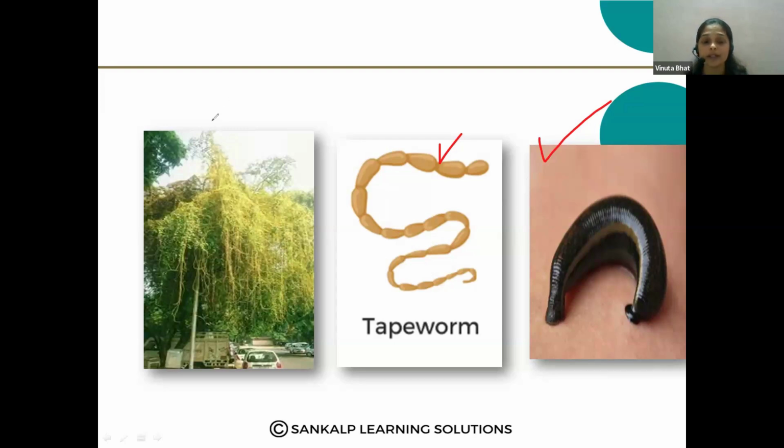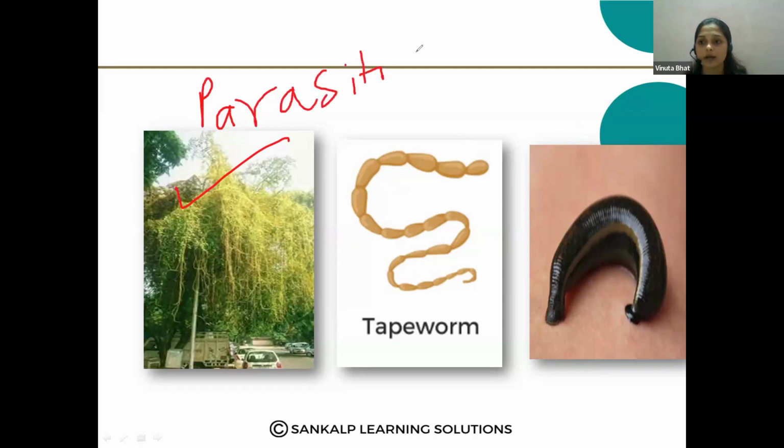And very important, this may be asked in the MCQ question, note down. This is the Cuscuta plant, but it is not an autotrophic plant. It is a parasitic plant. Why is it called a parasitic plant? Because it depends on the other plant to obtain its nutrition. It is not performing photosynthesis. So it is called a parasitic plant. Very important, note this down.